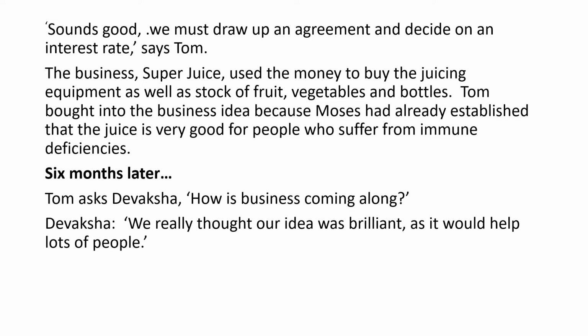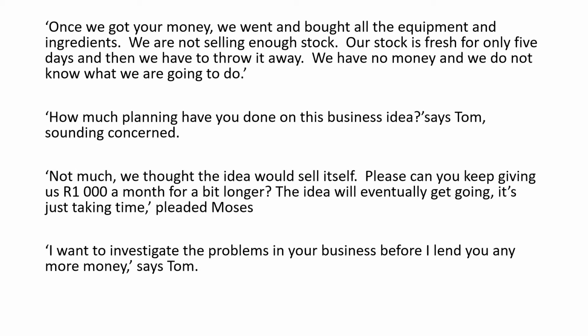The business, Super Juice, used the money to buy the juicing equipment as well as stock of fruit, vegetables, and bottles. Tom bought into the business idea because Moses had already established that the juice is very good for people who suffer from immune deficiencies. 6 months later, Tom asks Devaksha, how is business coming along? Devaksha, we really thought our idea was brilliant as it would help lots of people. Once we got your money, we went and bought all the equipment and ingredients.